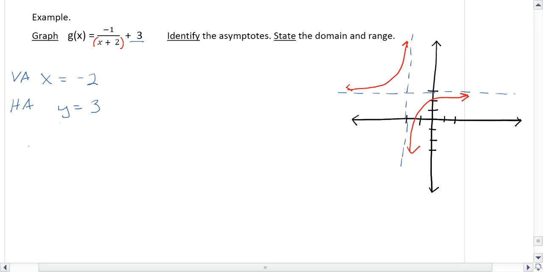Then to state the domain and range, these aren't too difficult, because the domain is everything except where the graph doesn't exist. So if your eyeball is looking left to right here, this branch goes on forever in the negative direction, this branch goes on forever in the positive direction. The only place the domain doesn't exist is at -2. So we say that the domain is all x such that x is not equal to -2. And likewise for the range, your eye is looking up and down at this graph. The branches go up and down forever. The only place that y is not defined is y equals 3, so y is not equal to 3.